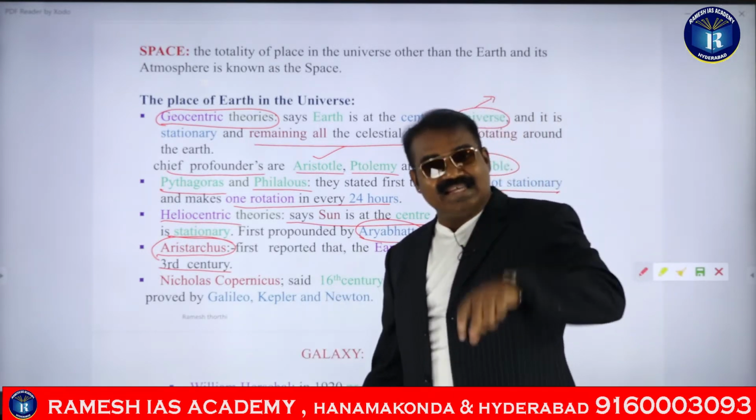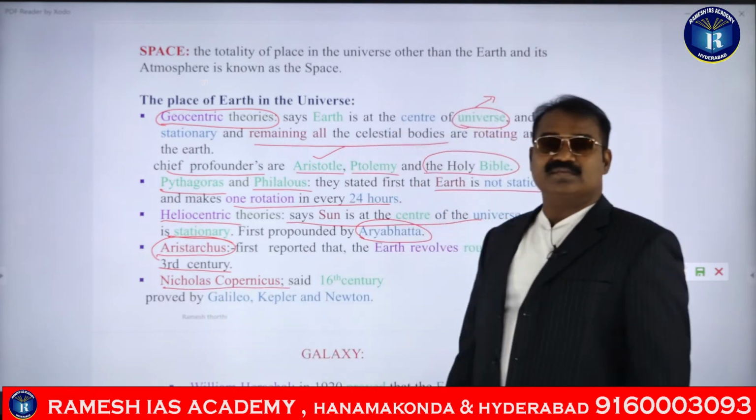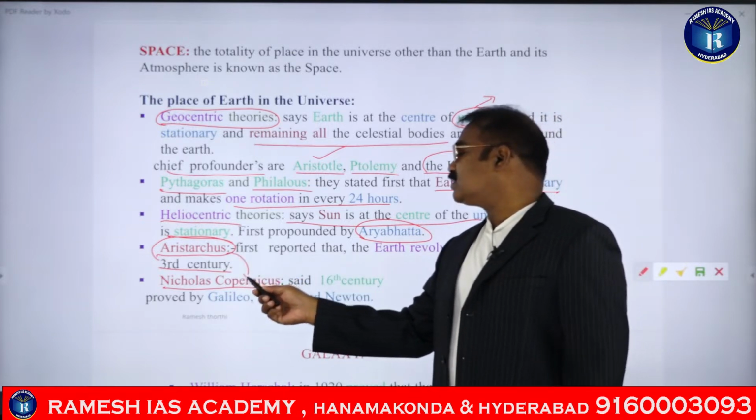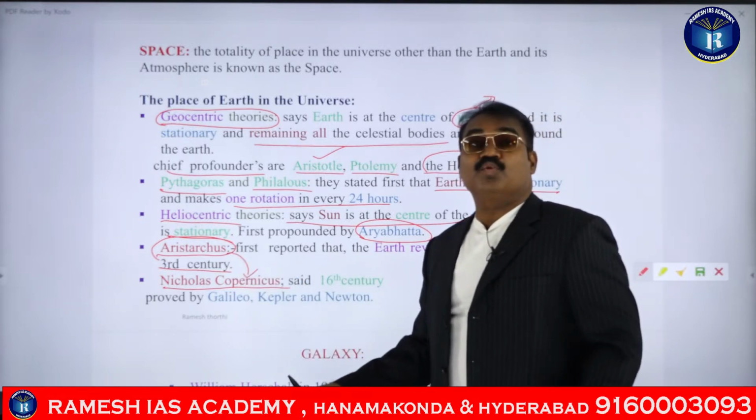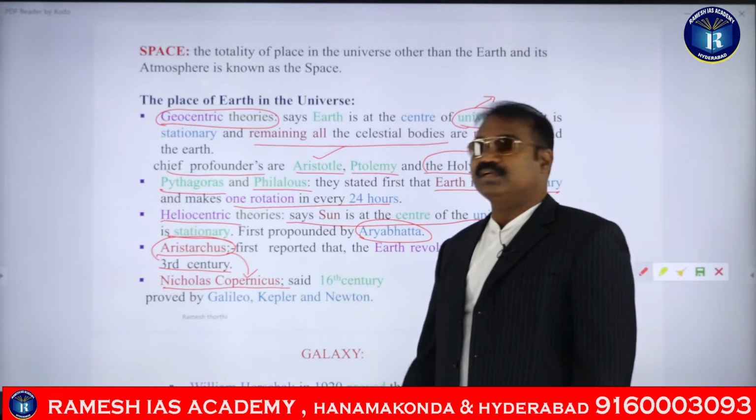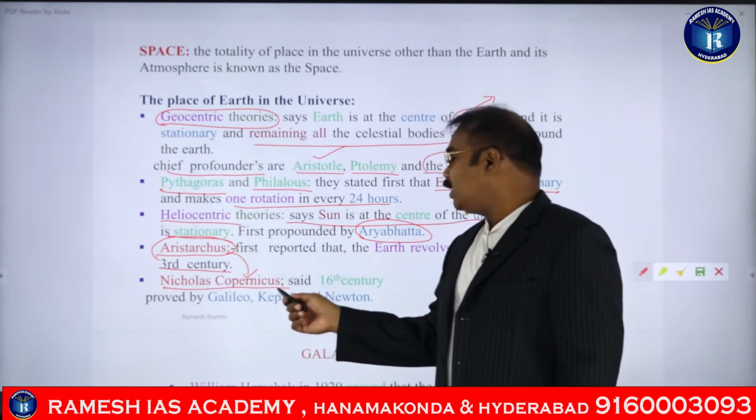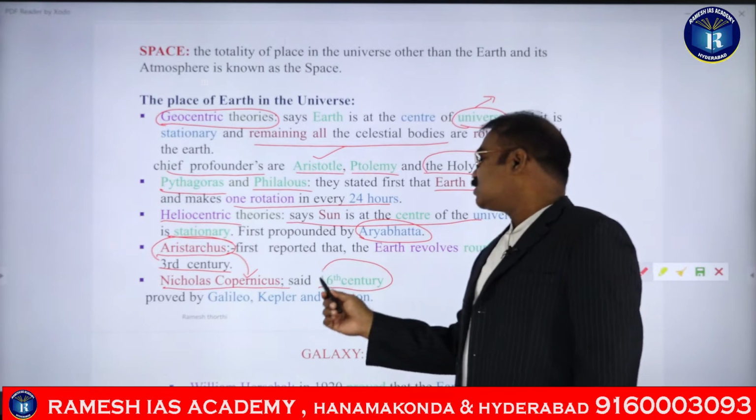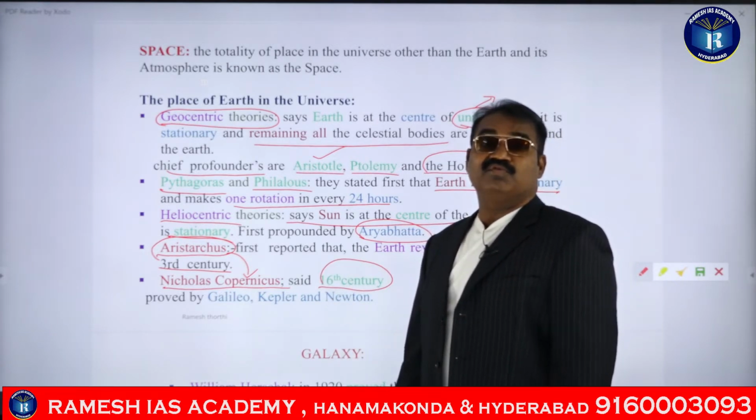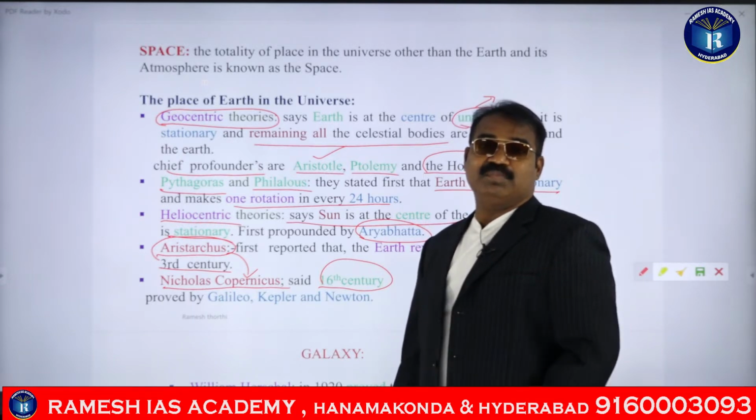And in the 16th century, the same thing was told by Nicholas Copernicus. And people forgot Aristarchus and they say that it was Nicholas Copernicus who propounded that the earth revolves around the sun. But it was Aristarchus, guys. Aristarchus told this in the 3rd century and Nicholas Copernicus said that in the 16th century. But still we believe in Nicholas Copernicus. We forgot Aristarchus, the real propounder of this statement, guys.